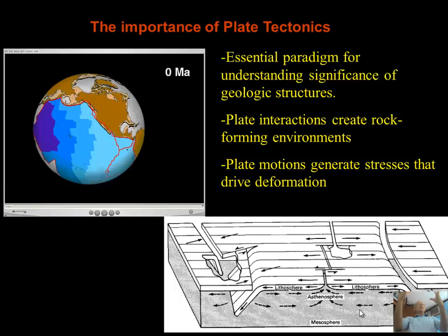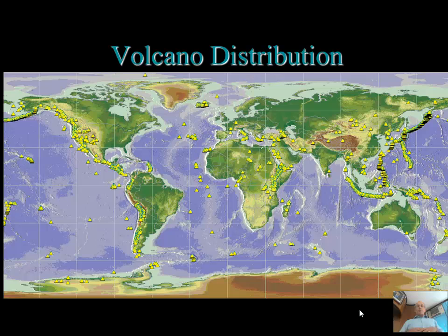There are many cartoons or movies we can see of the plates moving over geologic time, and we also see the general pattern of flow, where we have creation of oceanic crust at divergent margins, destruction at convergent margins, and then horizontal motion in transform systems. So the power of plate tectonics is explaining these distributions, right?